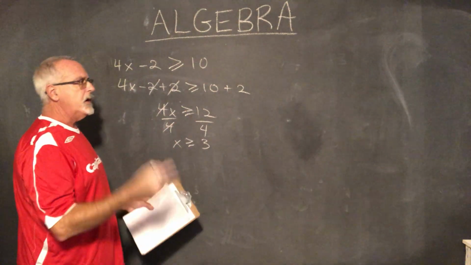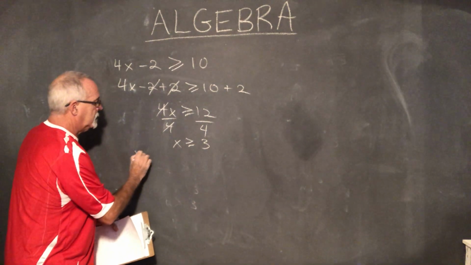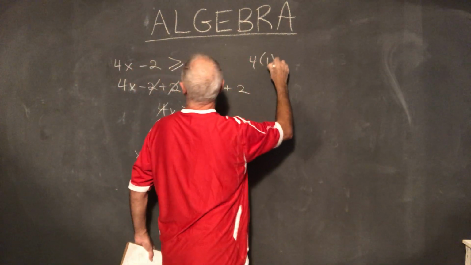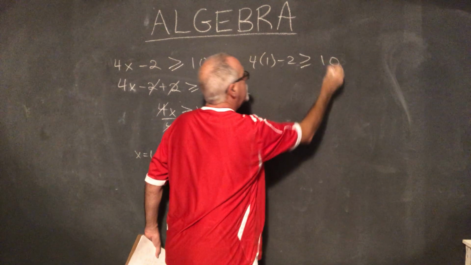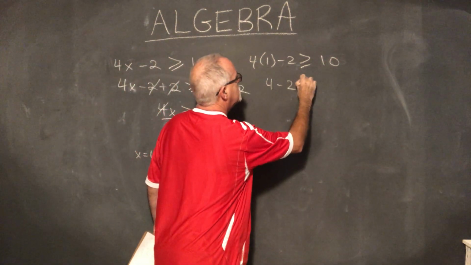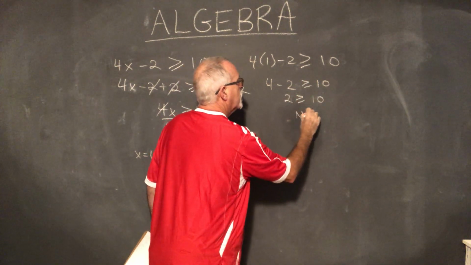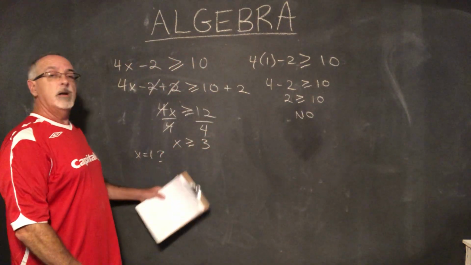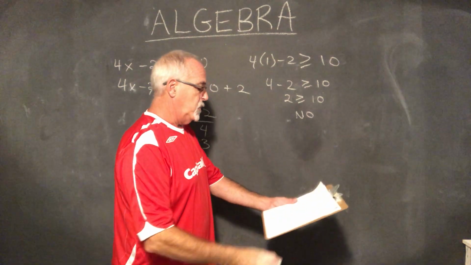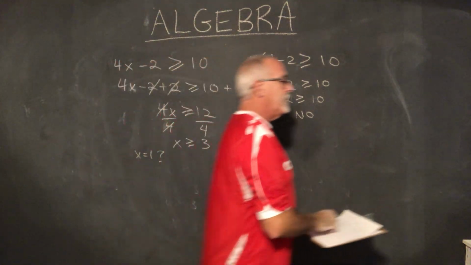We will verify with one quick number. I will choose something that should not verify. I'm going to choose x equals 1. Plugging that in: 4 times 1 minus 2 greater than or equal to 10. This should not verify because 1 is not greater than or equal to 3. 4 minus 2 greater than or equal to 10. 4 minus 2 is 2. 2 greater than or equal to 10. No, 2 is not greater than or equal to 10. It did not verify, and I did not expect it to. It works.